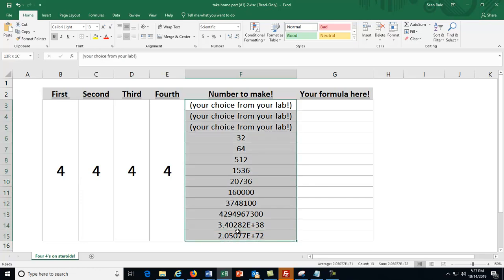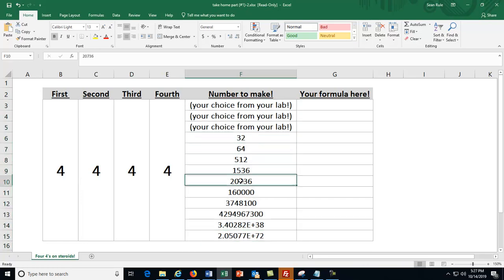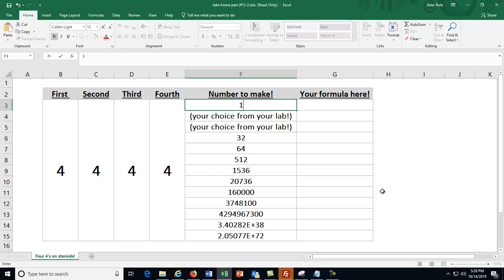What you're looking at here is a bunch of numbers you have to make using 4-4s. Up here, I said your choice from your lab. So for these three, you're just going to pick any number you want from the lab. In the lab, we used the numbers 1 through 20. So I'll just pick one. I'll just pick 16. I'm going to type 16 there.